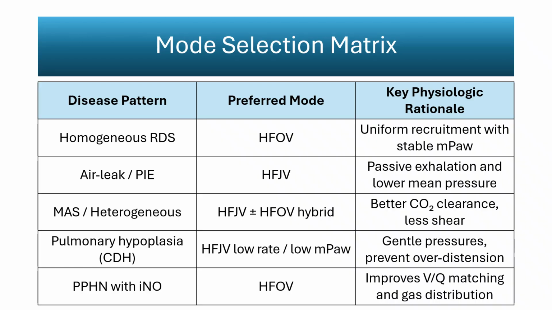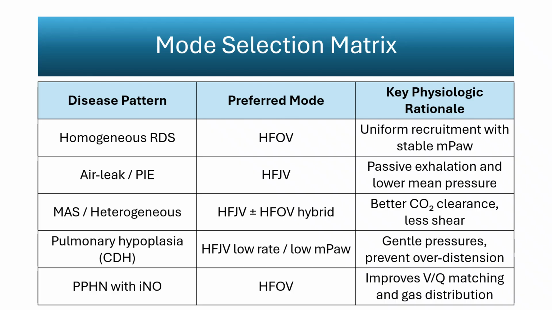Selecting between high-frequency oscillatory ventilation and high-frequency jet ventilation depends on matching the ventilator's mechanics to the dominant lung pathophysiology. Both modes provide lung protection through small tidal volumes and stable mean airway pressure, but their control logic and ideal applications differ. HFOV is preferred when disease is diffuse, and the primary issue is alveolar collapse or surfactant deficiency. The ability to hold a steady mean pressure with active inspiration and expiration allows uniform recruitment and consistent oxygenation.